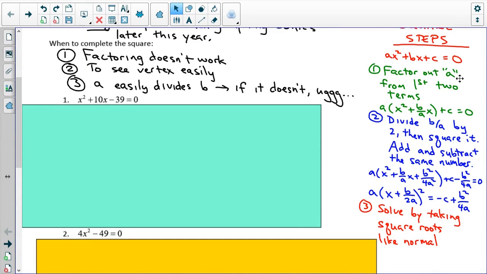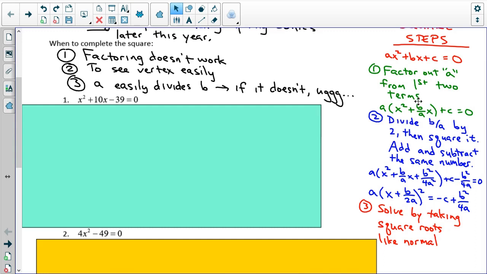We're going to factor a out from the first two terms. So a times x squared plus b over a x plus c equals 0. We could subtract the c over to the other side, and oftentimes I will do that in the problems that we do. Sometimes I do, sometimes I don't. You just have to make sure that things stay equal as you continue to do the problems.